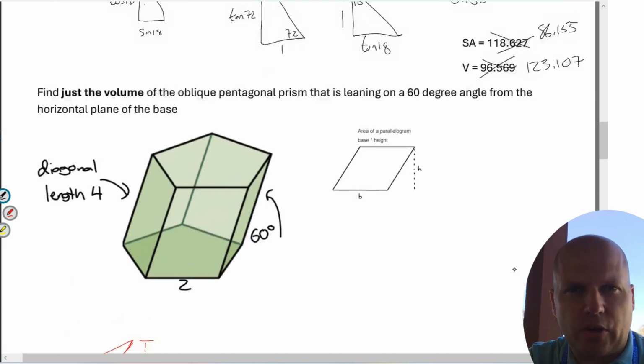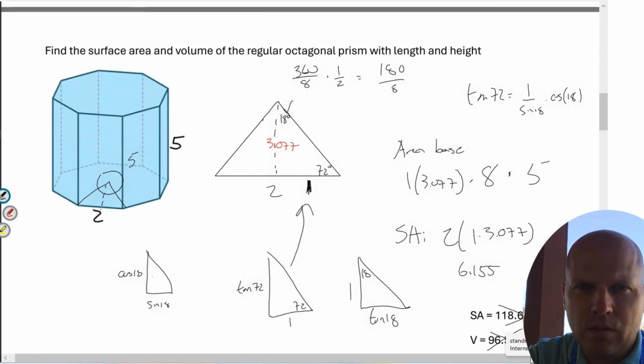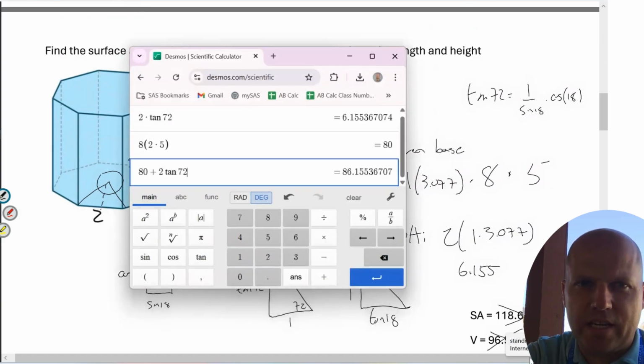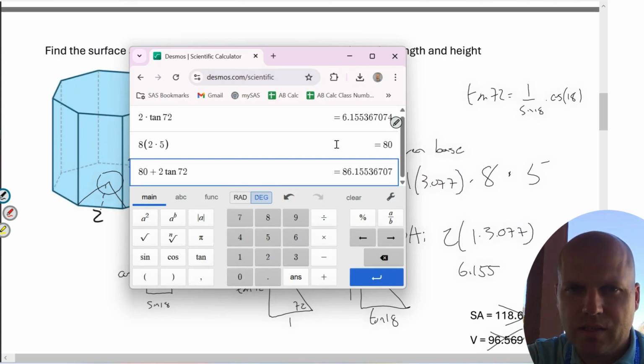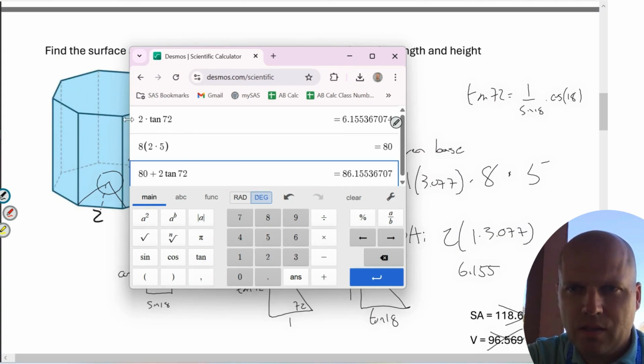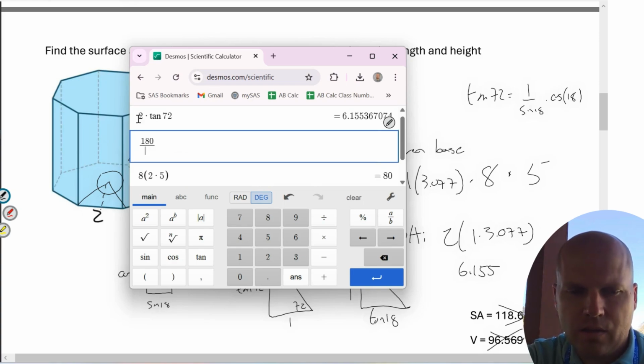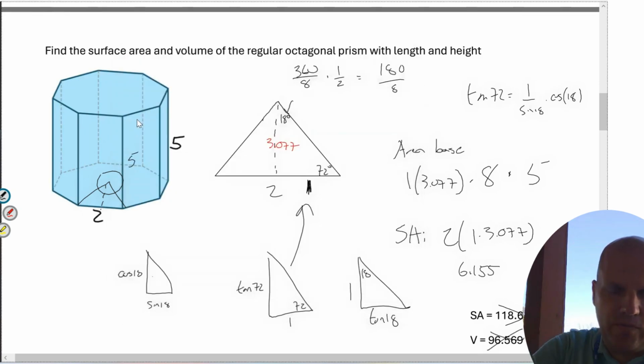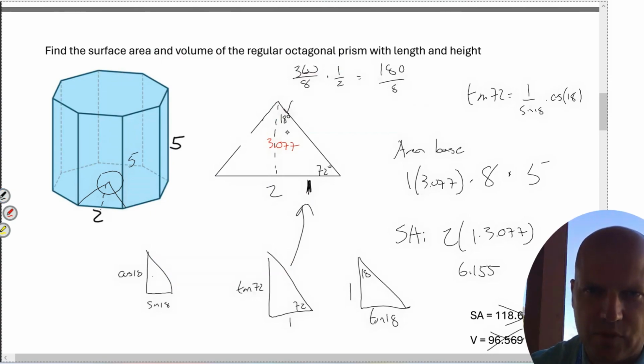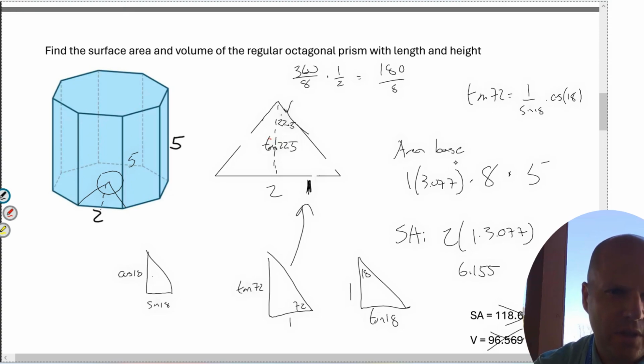Wait, did I make a mistake on the earlier one from the angle? Oh my gosh, 180 divided by 8 is 22.5. Holy cow. I'm so sorry. Right. Oh, I was thinking divided by 10. All right, so change this up. This is the tangent of 22.5.